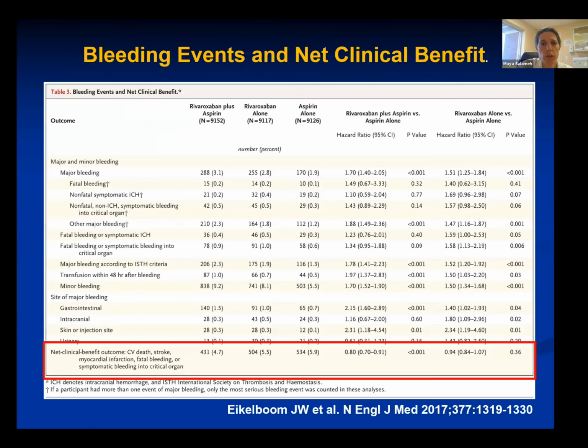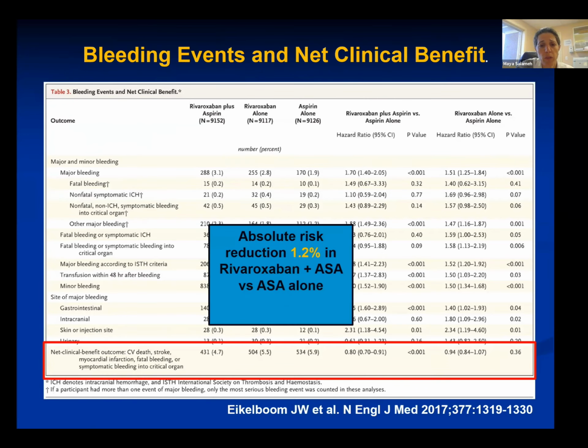So what they did is they did this analysis where they looked at bleeding events and this sort of net clinical benefit outcome. And what they found was that you have an absolute risk reduction of 1.2% in patients treated with rivaroxaban plus aspirin versus aspirin alone.